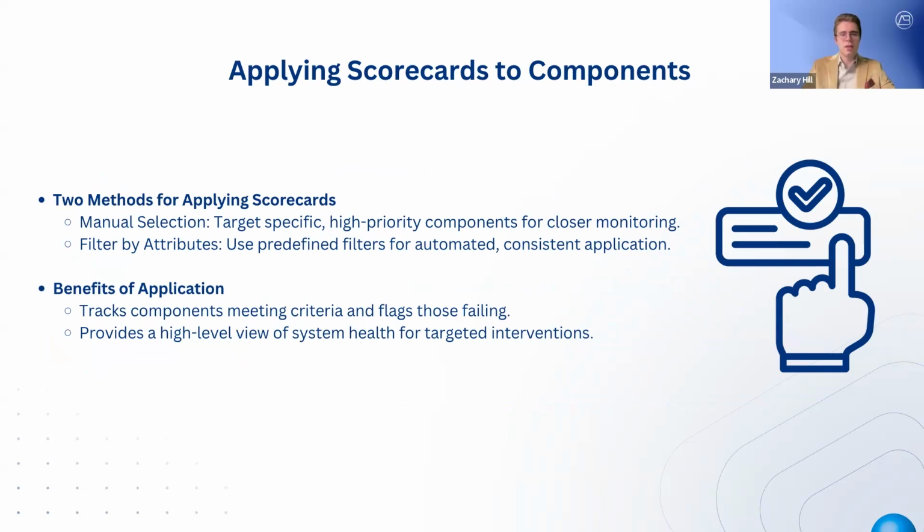Once the scorecard is applied, Compass begins tracking components that meet the criteria and flags those that fail. This process gives you a comprehensive view of system health, enabling targeted interventions to address issues where they matter most.